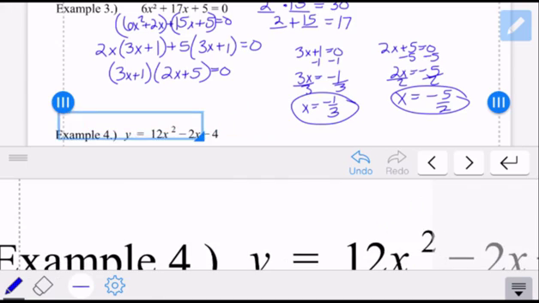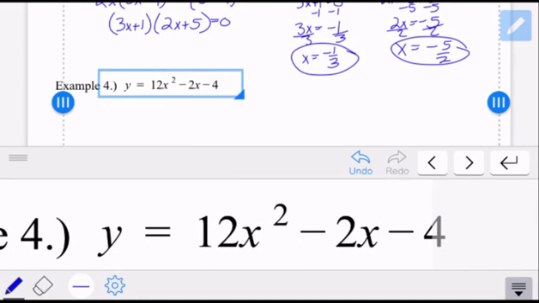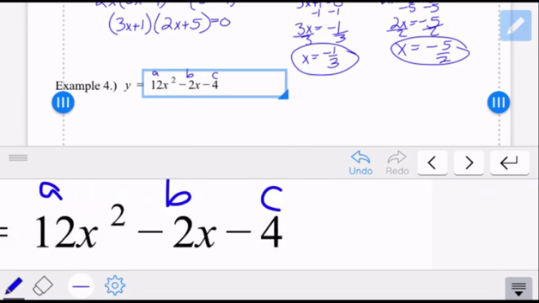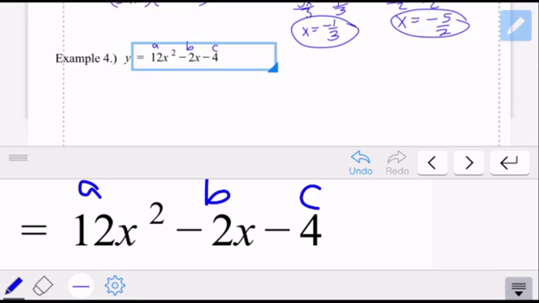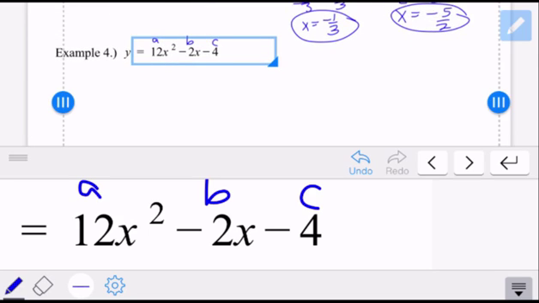All right, one more here. Example 4. Again, we have A, B, and C. Now, one other thing here, we haven't totally talked about this yet, but before you factor these, if there is a GCF, you actually do want to take that out. So if you look at the 12, the 2, and the 4, those are all actually divisible by 2.